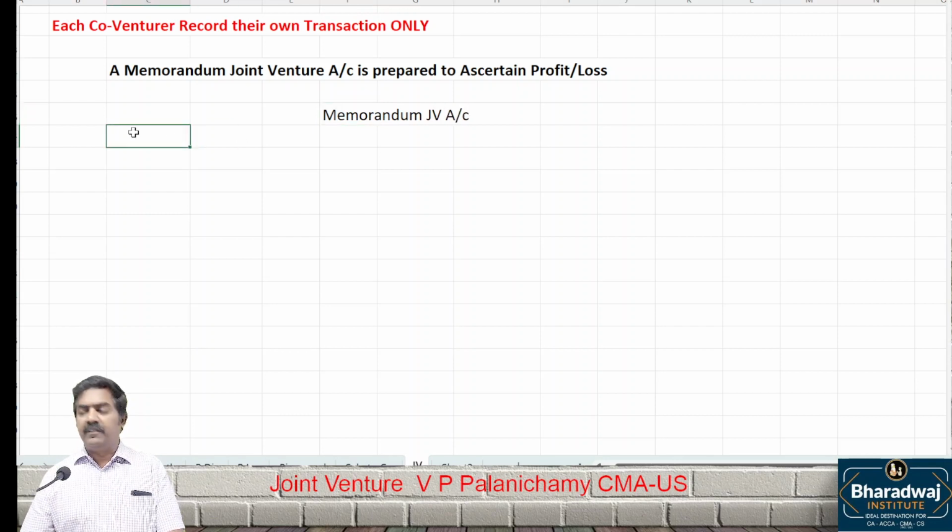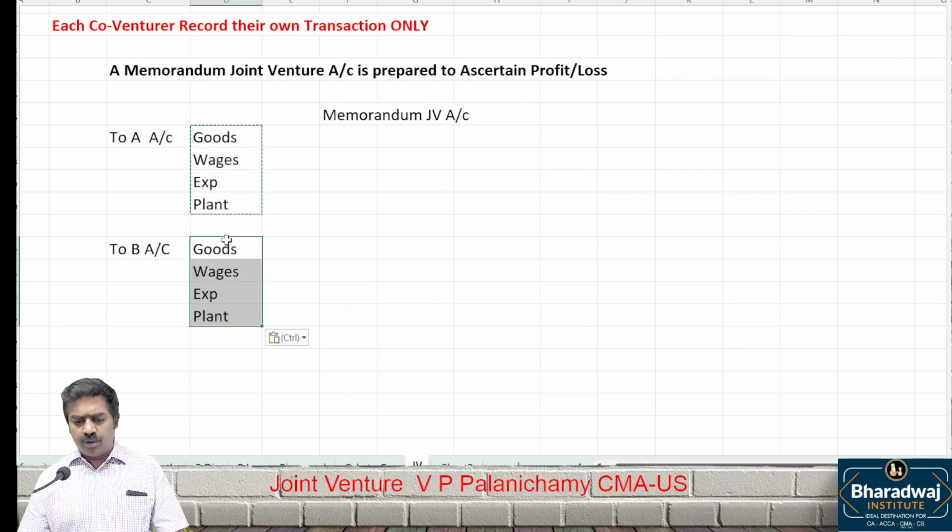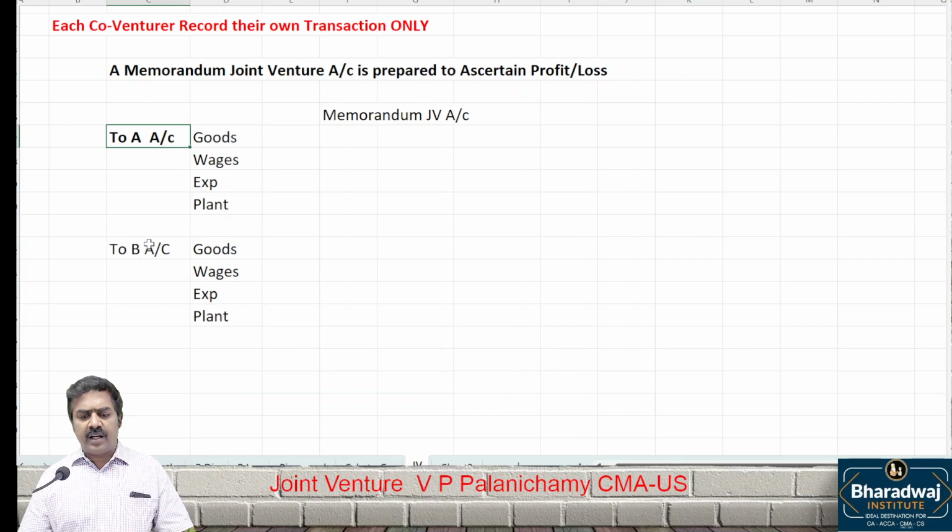Simple. On the debit side we will record which one? Venturer A account. In the same way, for example, venturer B account. Whatever may be the expenses spent, it can be goods or wages, expenses, plant supplied and the like. B also: goods, wages, expenses. Don't copy this, it is just to tell you how to prepare this. Clear? Whatever is supplied by A, to A account; whatever is supplied by B, to B account.